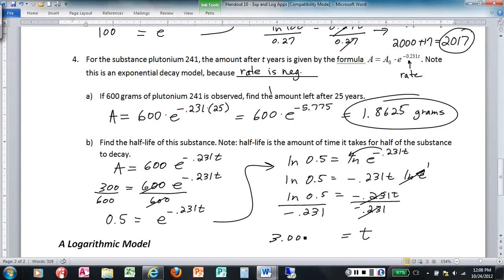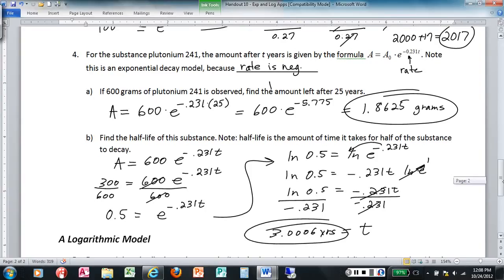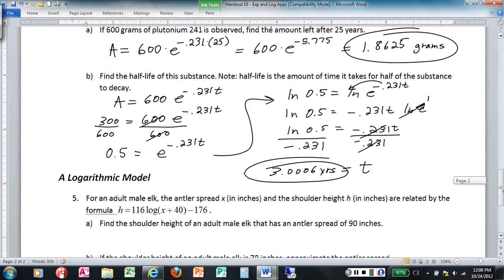3.0, right at 3 years, 3.0006 years. Okay. One more, and that is a logarithmic model.